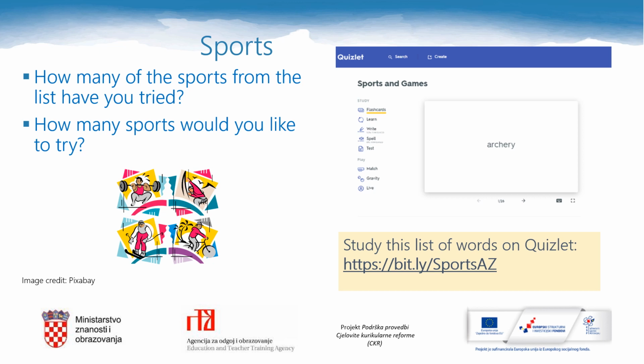To study the list of words on Quizlet, use the link that you can see on the right-hand side of the slide. It's bit.ly/sportsaz. When you finish learning about different sports, please answer the questions in your notebook. The questions are: how many of the sports from the list have you tried? Please name a few. How many sports would you like to try? Please name a few in your notebook.